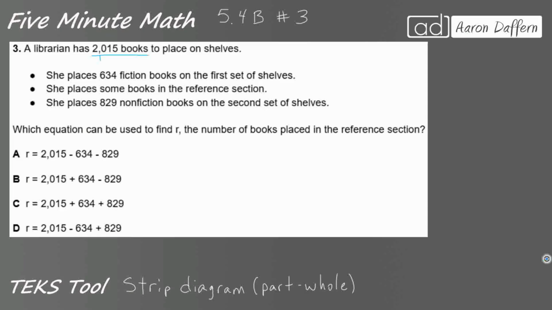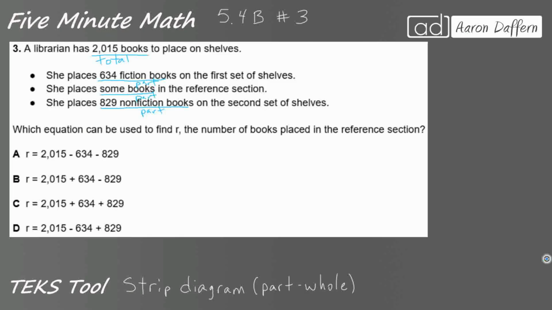2015 books. And then we've got three different parts. So we've got 634 fiction books. That's going to be a part. We have some books, so this is an unknown part. And then we've got 829 nonfiction books. This is a third part. So this looks like it's going to be a part-whole relationship because they give us the total. They give us some parts. One of the parts is missing.